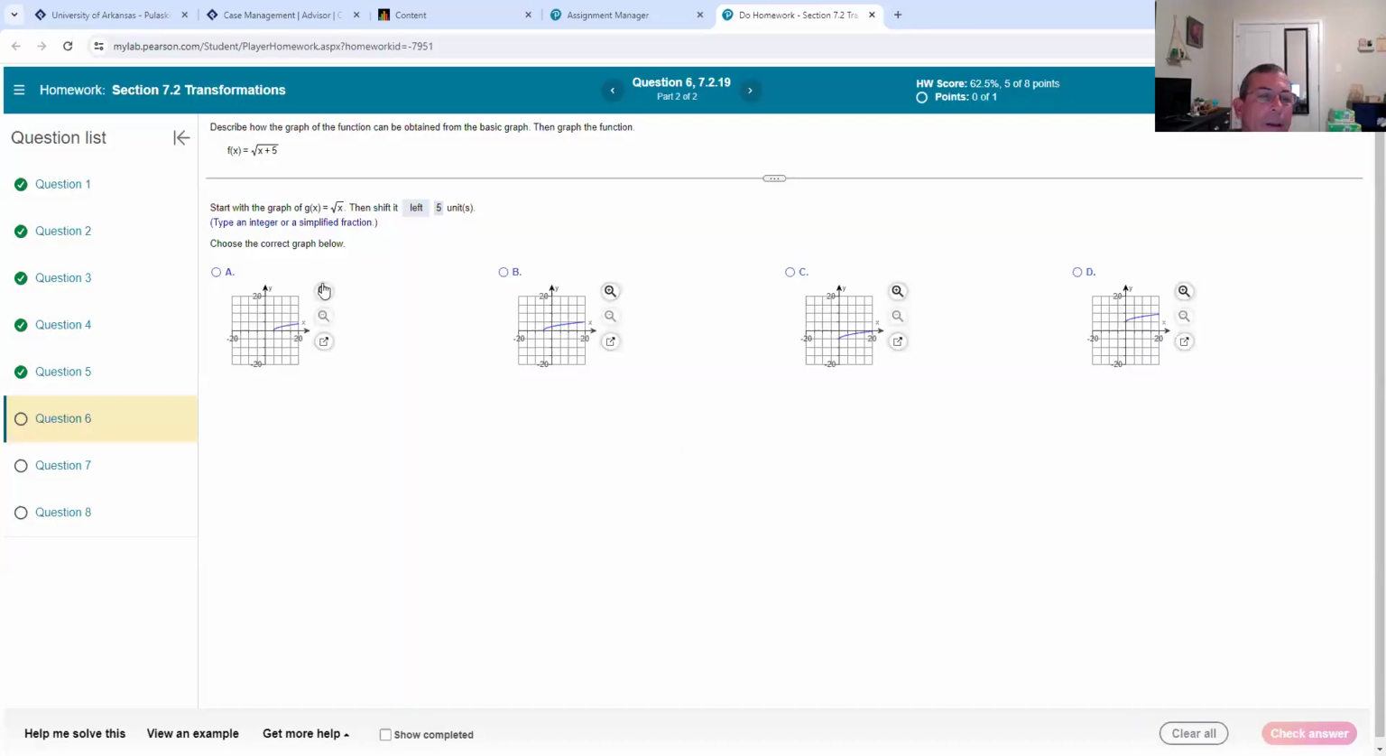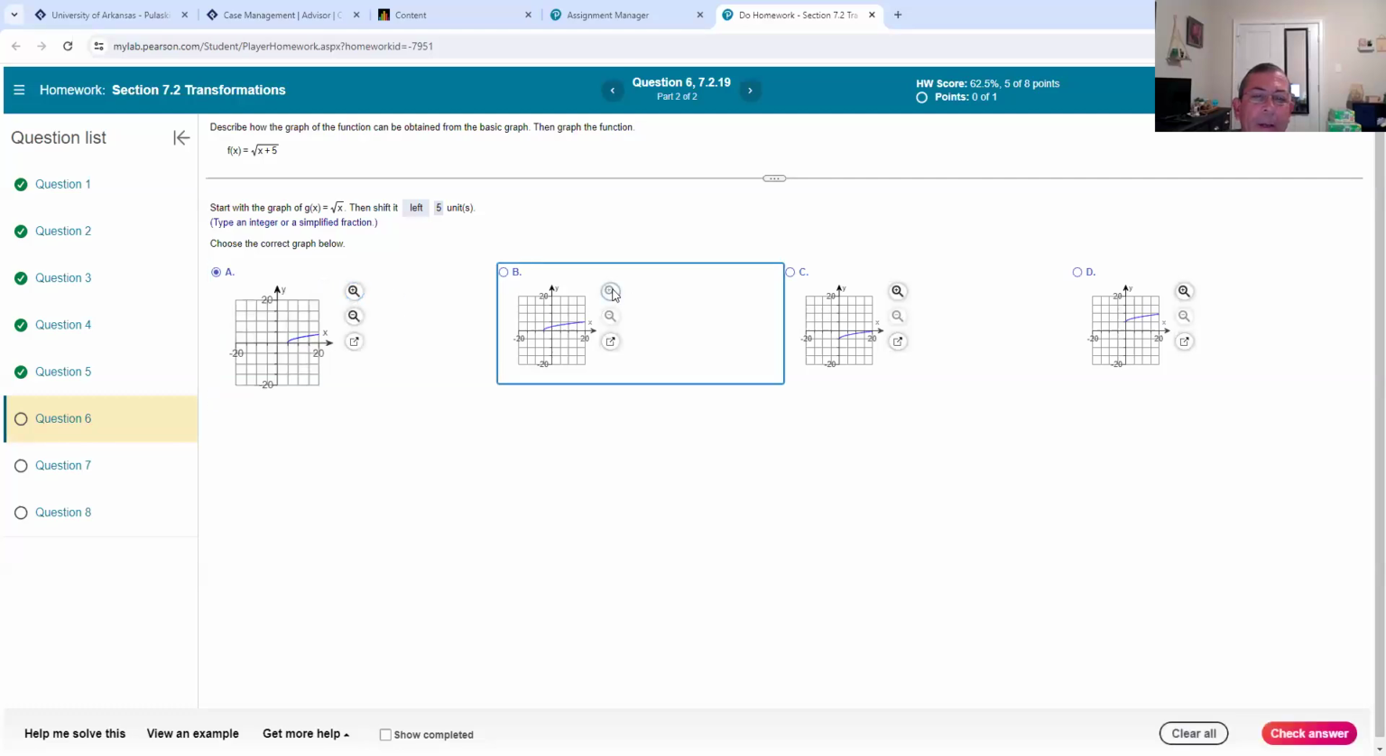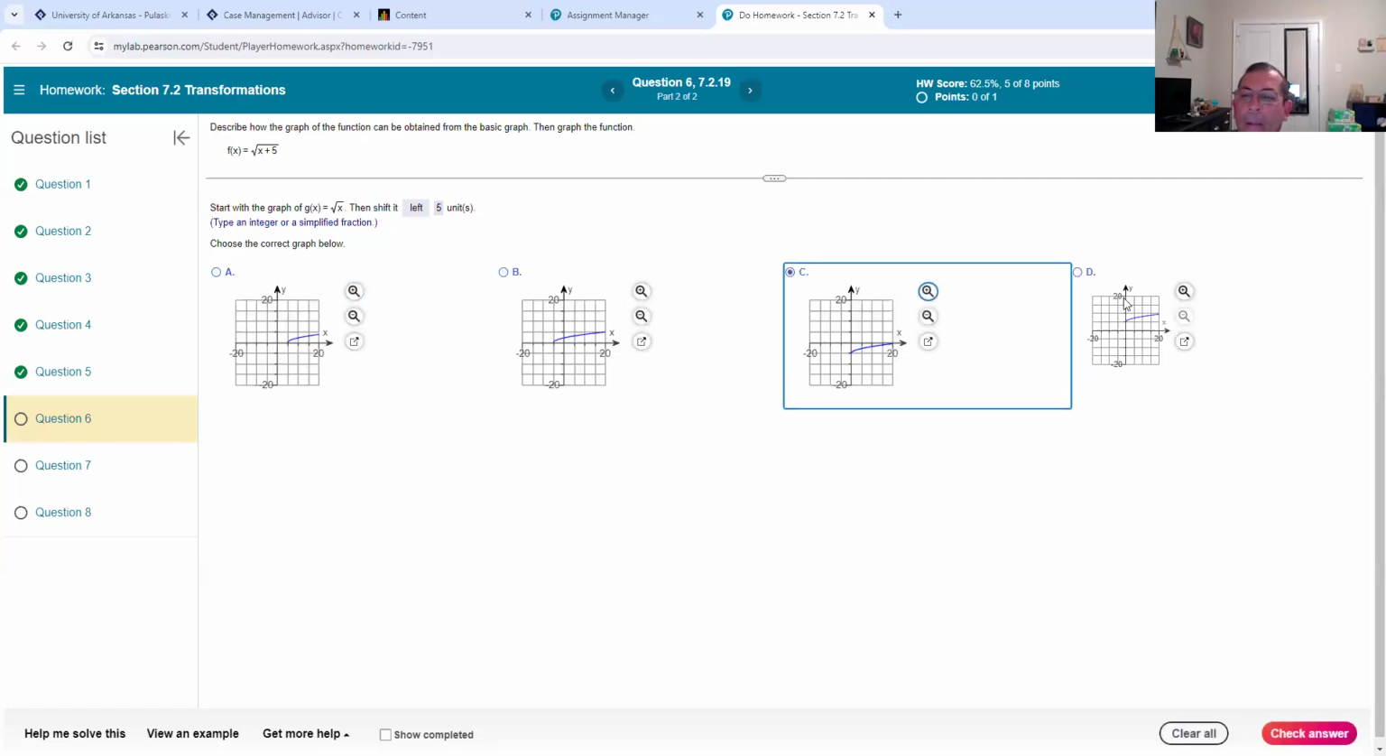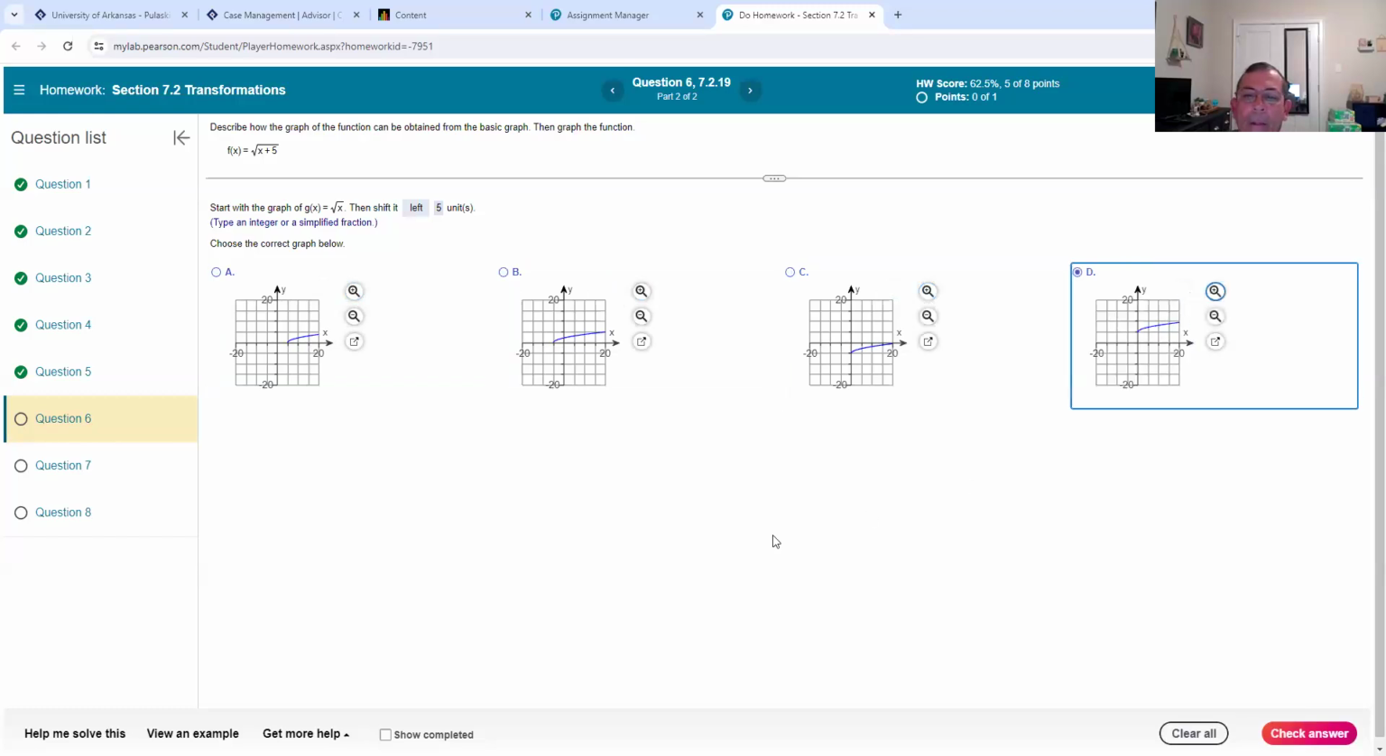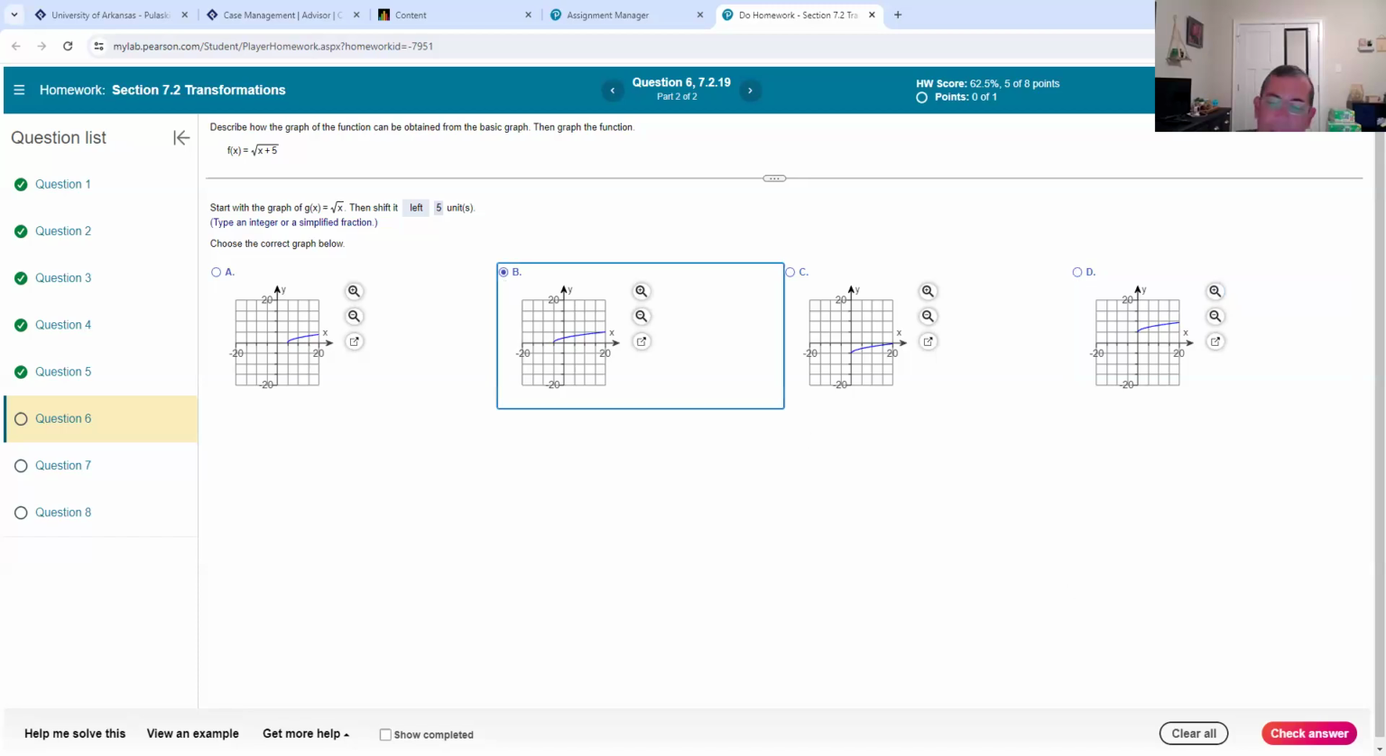So now, let me make these just a little bigger maybe. So A, B, C, or D, which one went left 5 units? As y'all remember, that's a square root graph, and the square root graph usually starts right in the origin there. So it looks like A went right. Let's see, y'all are saying B. Yeah, it looks like B's starting left now. C looks like it went down and D went up. So we're going to go with B on that one.